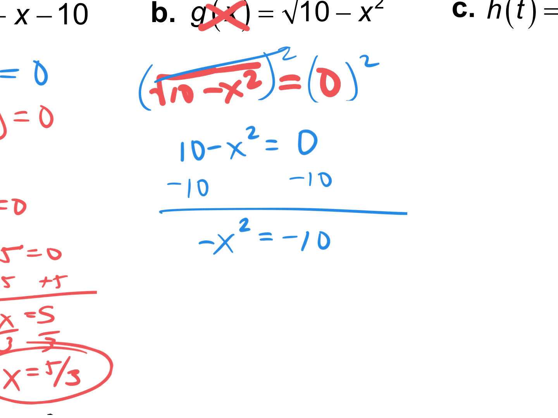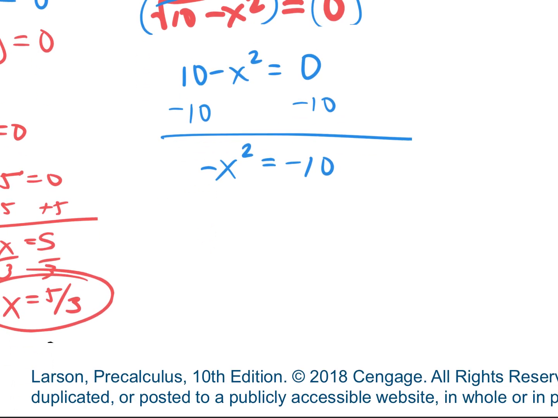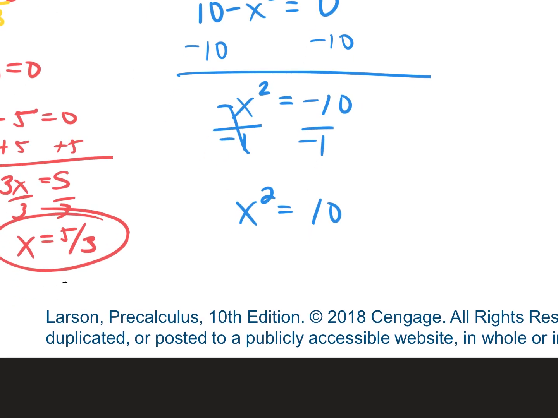Before I can take the square root, what do I need to do? Divide by -1. Perfect. So you have x squared equals 10. There's a step here that some of you are going to forget, and you're going to get points off for forgetting this point. What do I do now? I take the square root. Guys, when you physically put the square root on top of a number, what goes in front of your answer? Very good. Plus or minus the square root of 10.